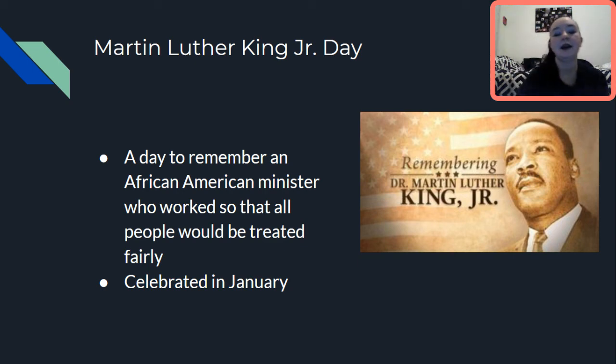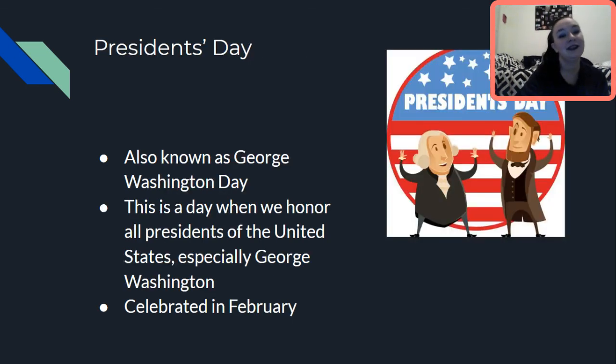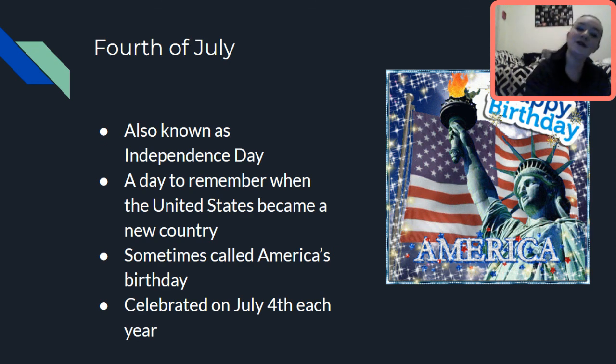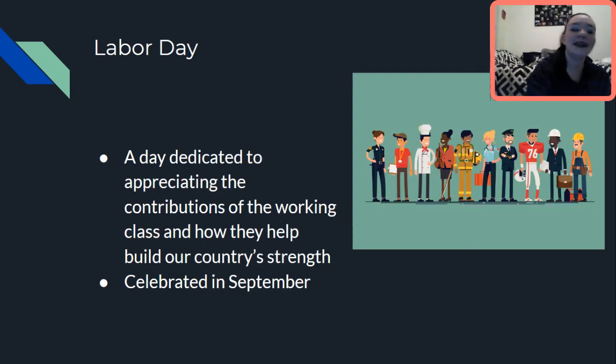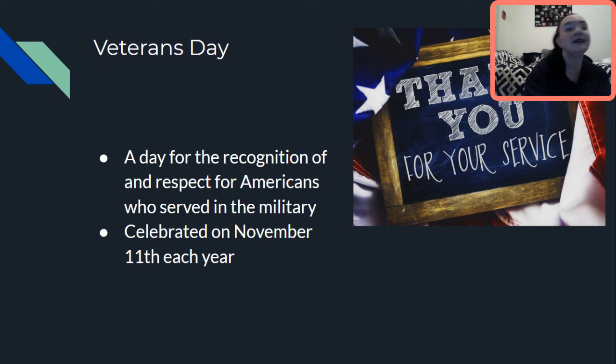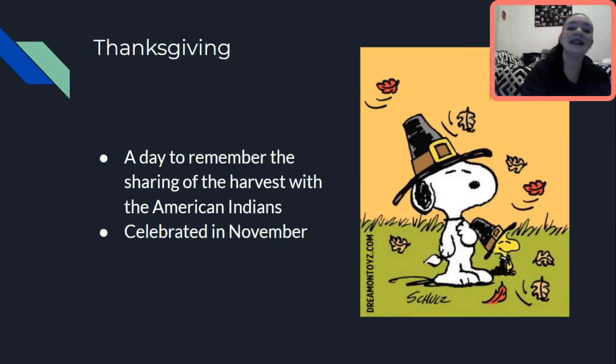All right. So we have Martin Luther King Jr. Day in January, President's Day in February, Memorial Day in May, 4th of July in July, Labor Day in September, Columbus Day in October, Veterans Day in November, and Thanksgiving also in November.